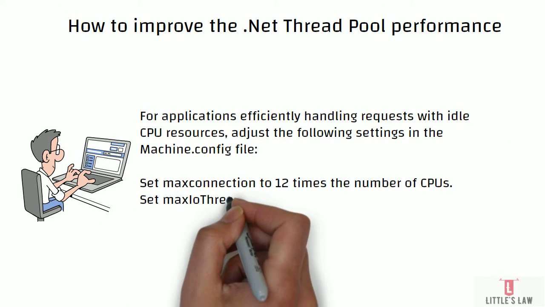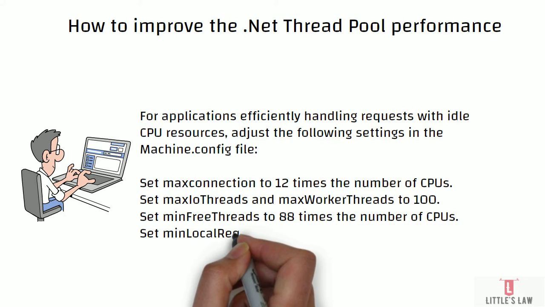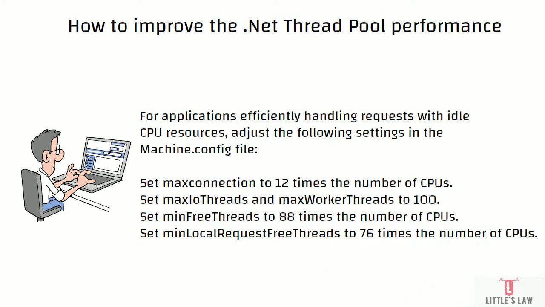For example, you have to set the maximum connections to 12 times the number of CPUs, and you have to set the maximum input output threads and maximum worker threads to 100, and you have to set the minimum free threads to 88 times the number of CPUs, and you have to set the minimum local request free threads to 76 times the number of CPUs. So by doing all these, you can improve the performance by improving the thread pool performance.